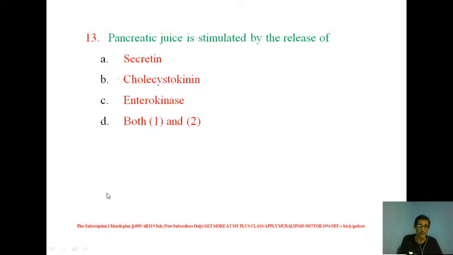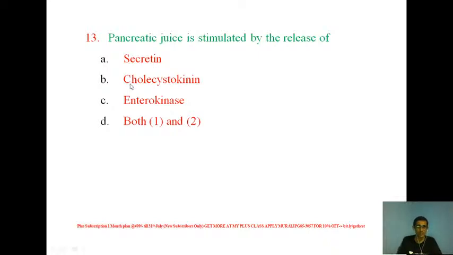Then 13th question, the release of what stimulates pancreatic juice, meaning pancreatic juice is produced at a higher level because of the release of what? The options are secretin, cholecystokinin, enterokinase, or both 1 and 2, that is secretin and cholecystokinin. So which is the answer for question number 13?